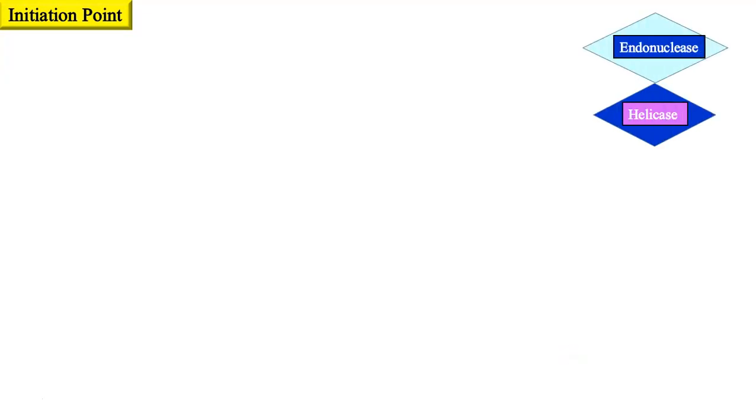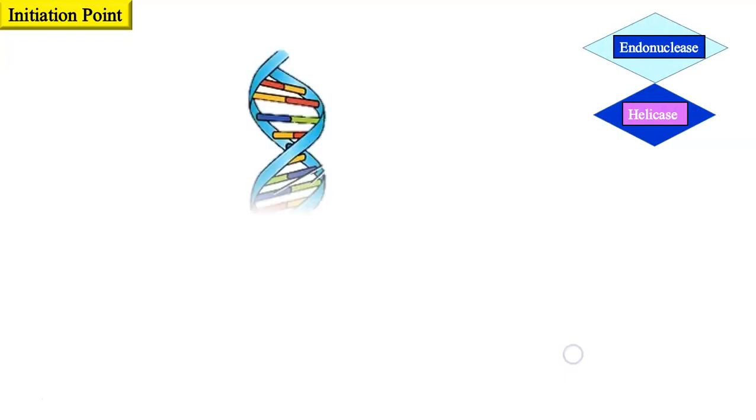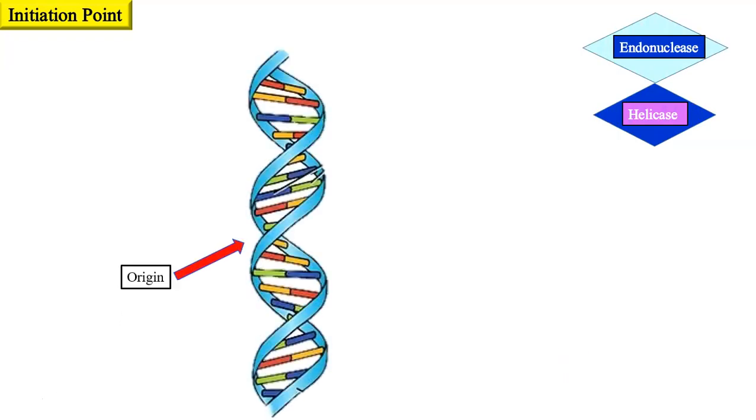Next, point of origin or initiation point. Two enzymes are involved which are endonuclease and helicase. The replication always begins at a specific point O or origin and terminates at a point T. The origin is always flanked by T site. The origin occurs at a specific region on DNA that has peculiar base pair sequence. In eukaryotes, there are several origin points.